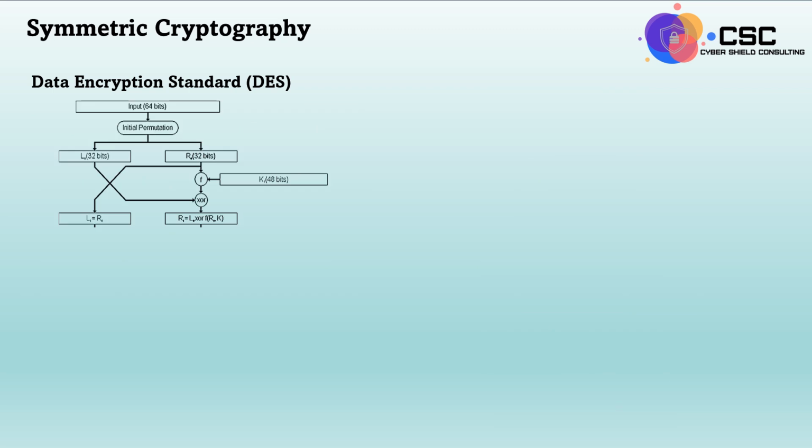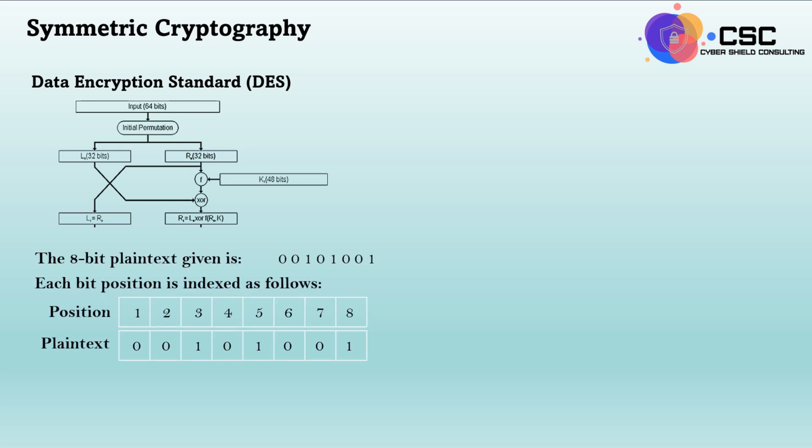Now let's walk through an example of DES encryption step by step, using a simple 8-bit plaintext to illustrate the process. This will help us understand how data transforms through DES. We start first with the plaintext value of 00101001. Each bit position is indexed as shown on the screen.